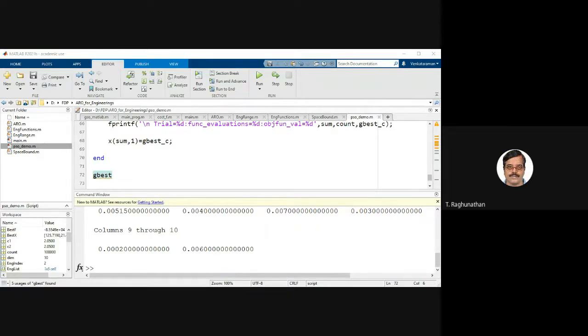Hello, tell me, sir. Venkataraman, there is one Wilcoxon rank test that you talked about. Is there any other statistical test that is also used nowadays for comparison of algorithms?